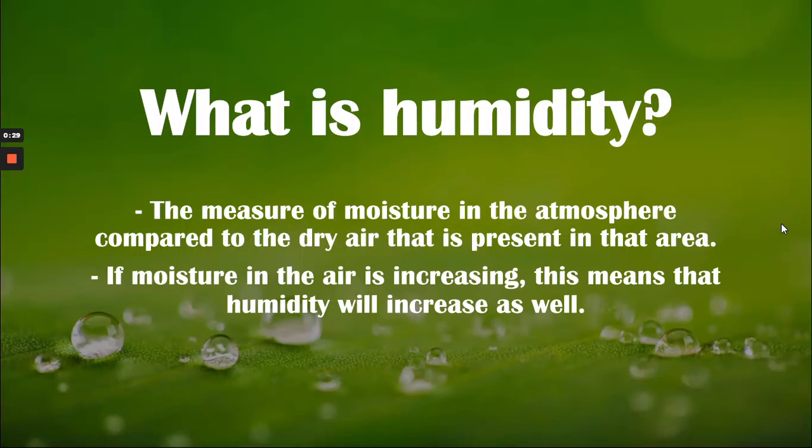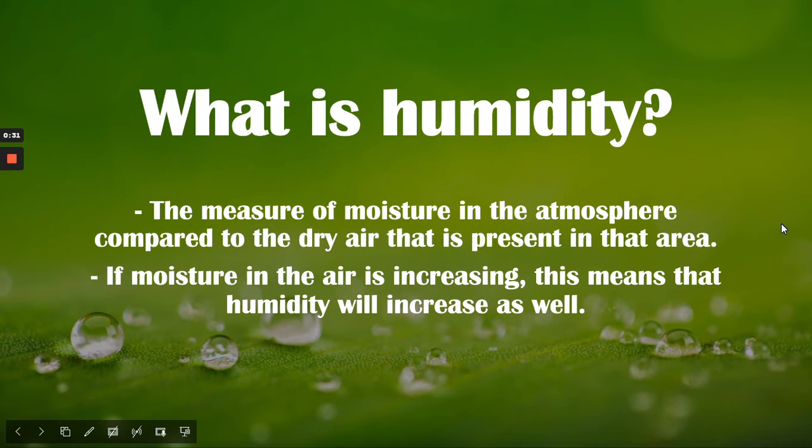So first we're going to discuss what humidity is. Humidity is just the measure of moisture in the atmosphere compared to the dry air that is present in an area. So it is simply just a ratio between two things. And if the moisture in the air is increasing, then this means that the humidity is going to increase as well. So it's a proportional relationship here. The more moisture that you have in an area, the more humidity you're going to have.